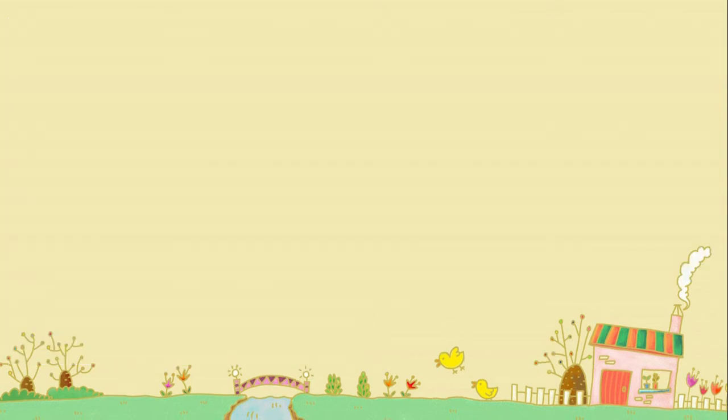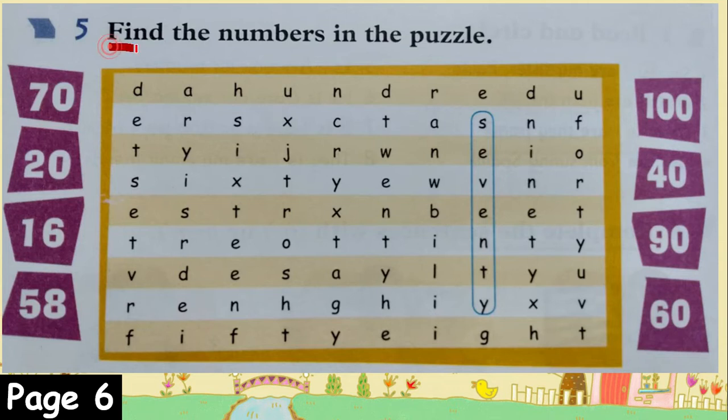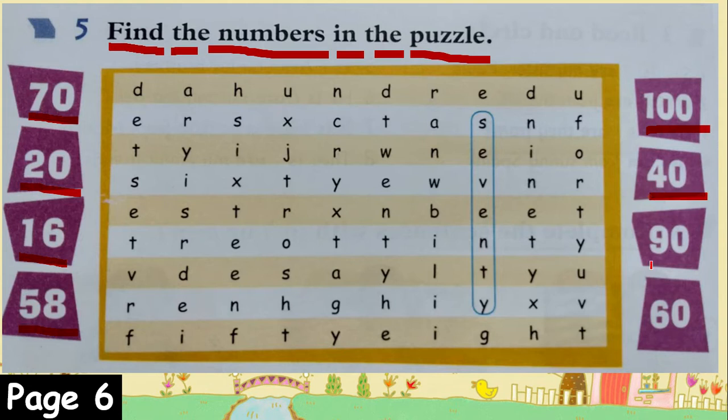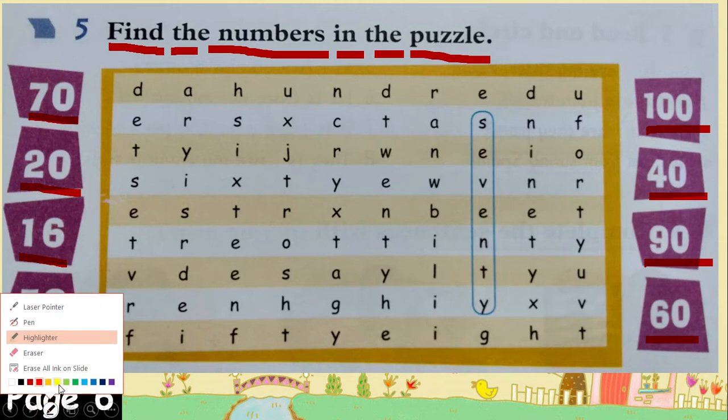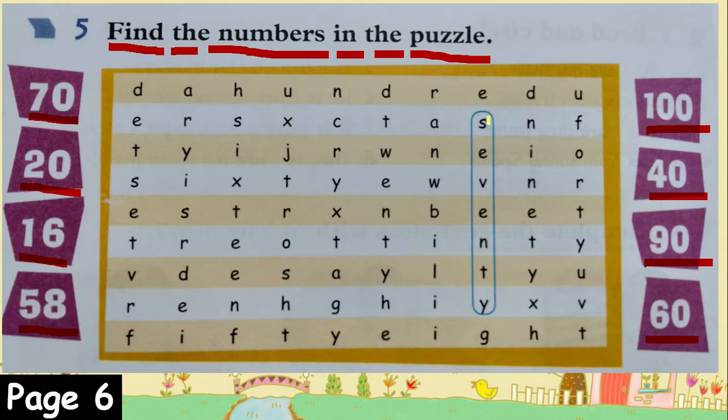Okay? Next, let's go to your book, page 6, Extra and Friends. So the first one, what are you going to do? You need to find the numbers in the puzzle. Okay, so we are going to look for the number words of 70, 20, 16, 58, 100, 40, 90, and 60. Okay? So let's start with 70. Here's your 70. Next, 20. Okay, so where's your 20? It's in here. Okay, so this is your number word for 20. Next number, 16. Okay, here.